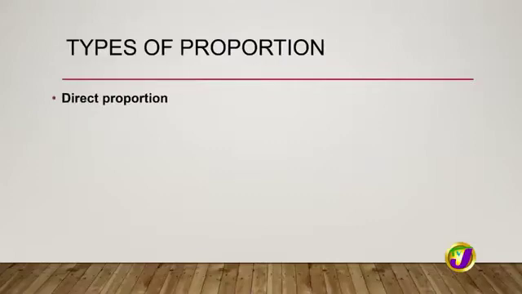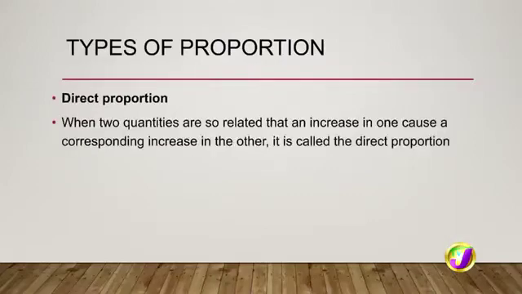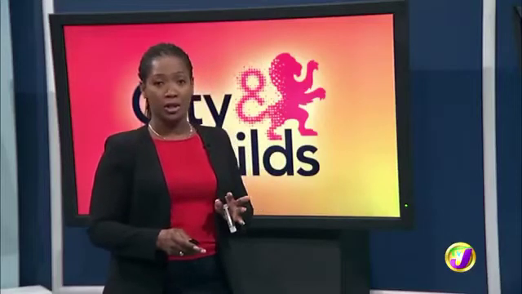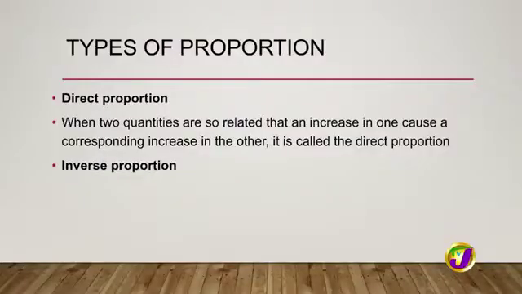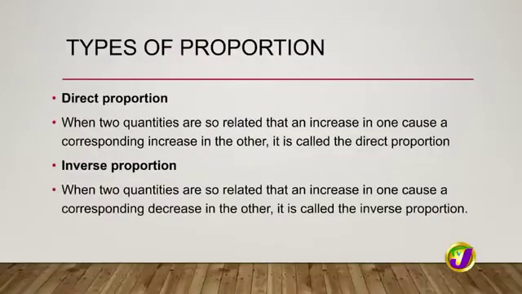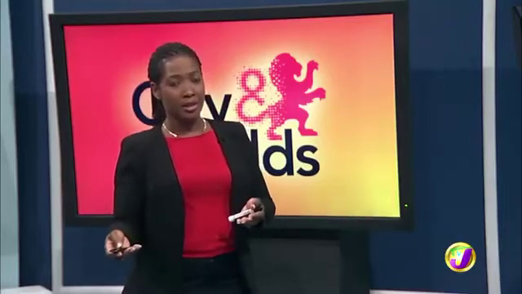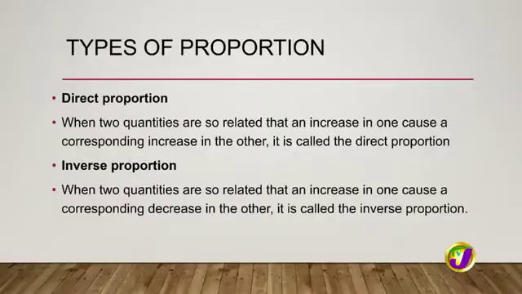Types of proportion. We have direct proportion. When two quantities are so related that an increase in one causes a corresponding increase in the other, it is called direct proportion. Then we have inverse proportion. When two quantities are so related that an increase in one causes a corresponding decrease in the other, it is called inverse proportion. So the two types of proportion that we're looking at are direct, where as one increases, the other increases, or as one decreases, the other decreases.